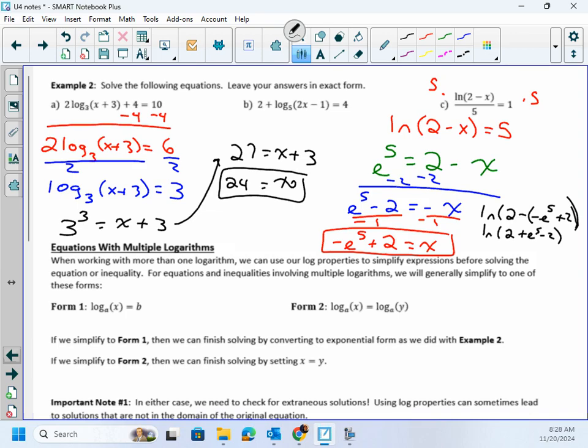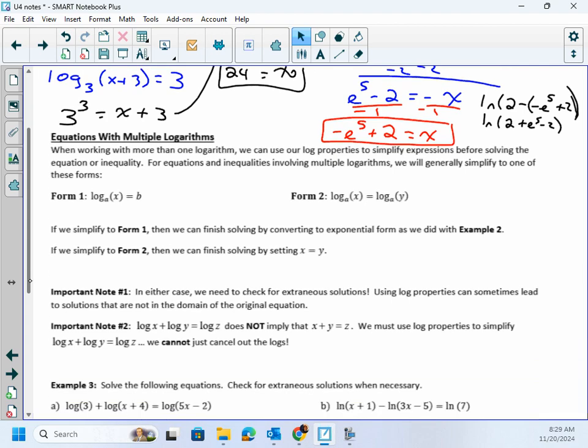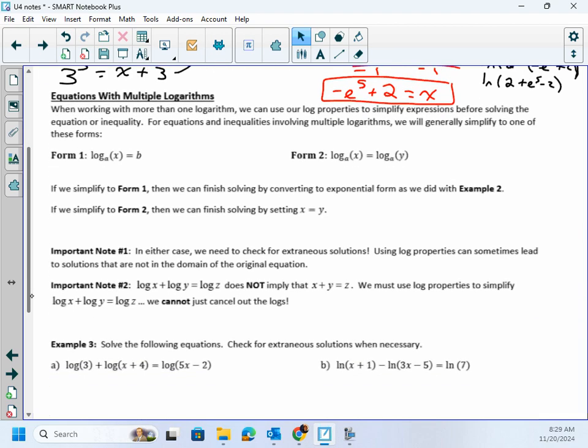So again, you always have to verify, and again, please make sure that you're leaving the exact form. So this is an exact form number. Negative e to the 5th plus 2, or 2 minus e to the 5th, are both valid. Do not give us the decimal approximation when it says leave your answer in exact form. When you're working with multiple equations, we have to use our properties of logs to simplify things.